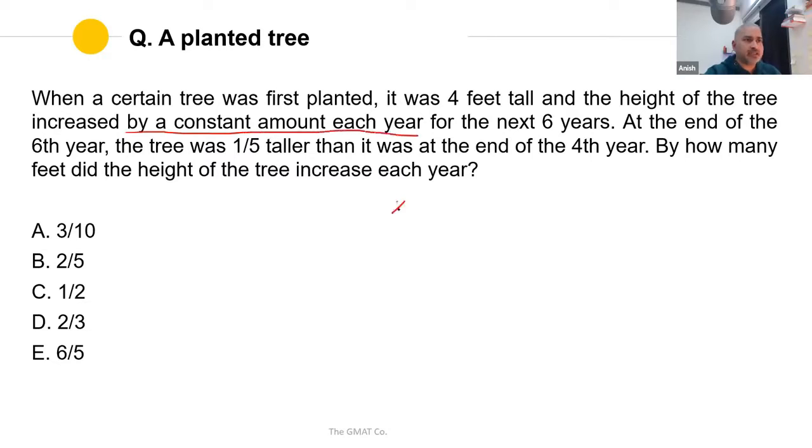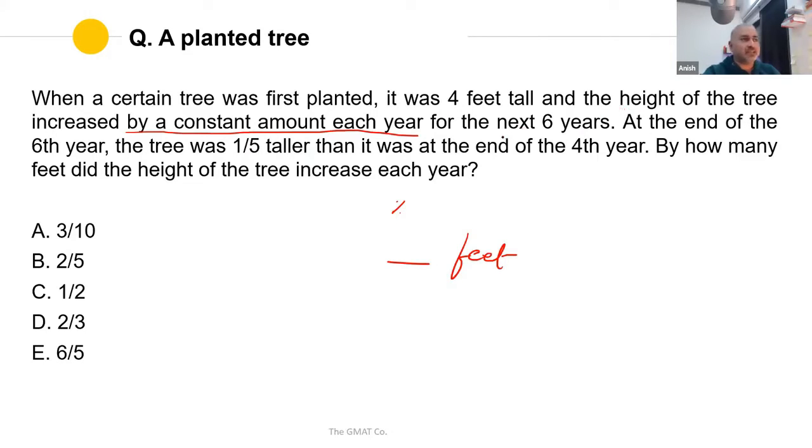So was the increase the same percentage every year, or in terms of feet, was it the same? What was constant each year? In terms of feet, right? Yeah. So let's say in 1 year the growth was 2 feet. So every year the growth was 2 feet. It's not percentage. Initially there's a height of the tree, 4 feet, and then there's an increment happening every year for 6 years.